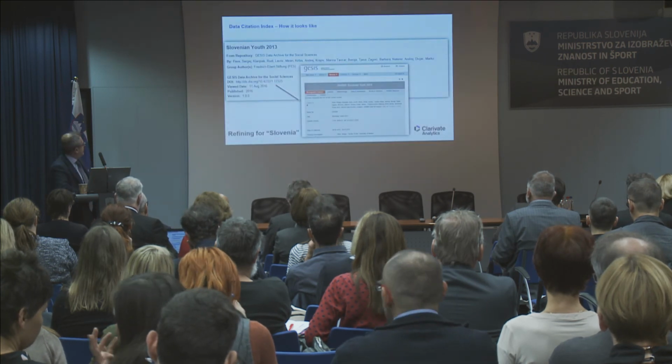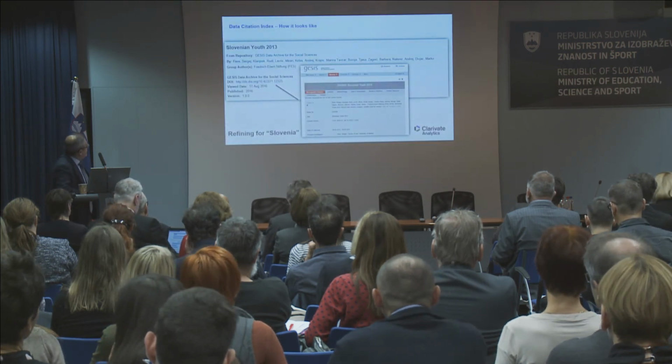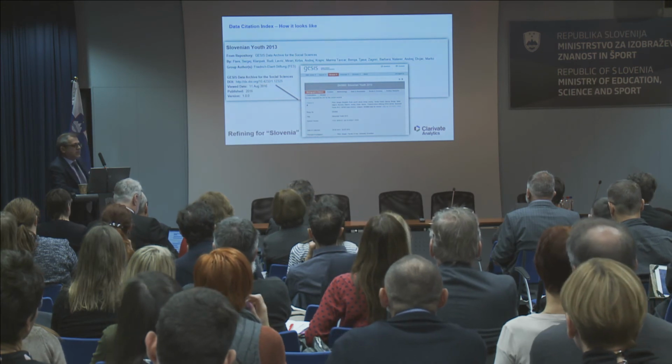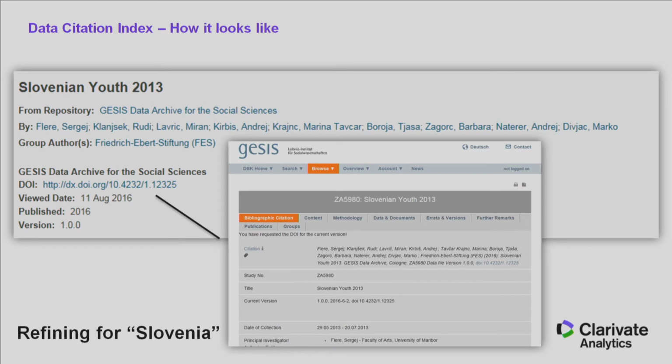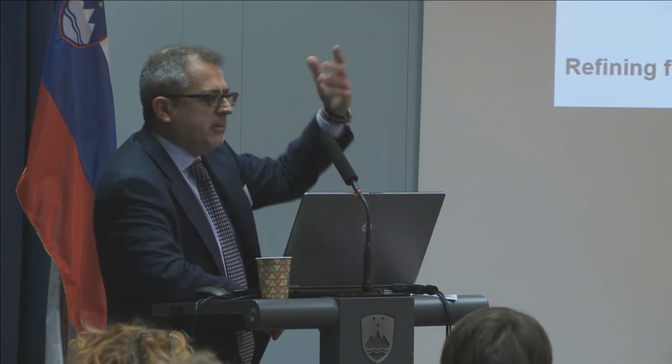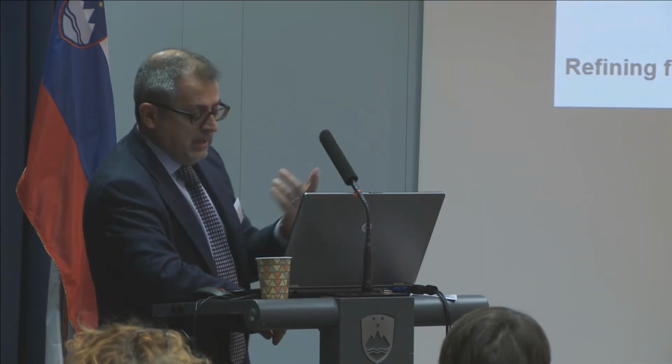You can also filter. I filtered for Slovenia, and then I found this record. This record is a record of the Data Citation Index that, as you see, is referring to this repository, JESIS, that I don't know, by the way. And in JESIS, you can find the data with respect to this survey on drug consumption in Slovenia in 2013.